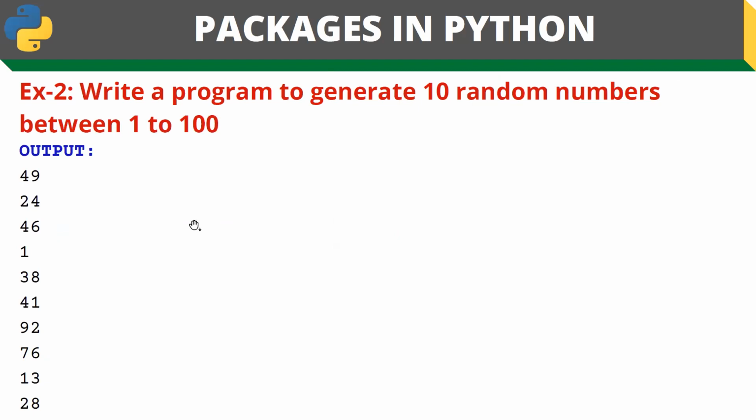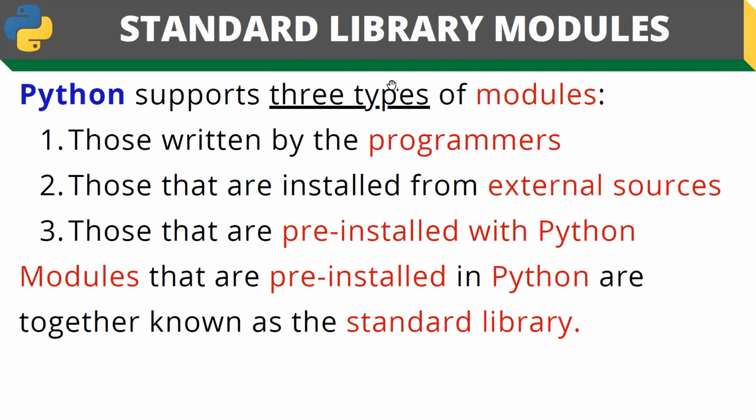This is another program. Then coming to standard library modules. Python supports three major types of modules. First one, those written by the programmers. Second one, those that are installed from external sources. Third one, those that are pre-installed with Python. So Python supports these three types of modules. Now, what is a standard library module? Modules that are pre-installed in Python. The pre-installed means those that are pre-installed with Python.